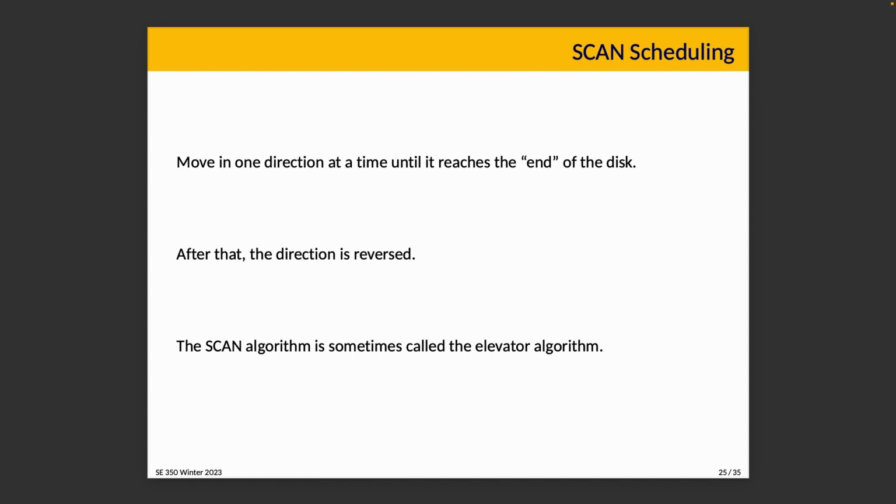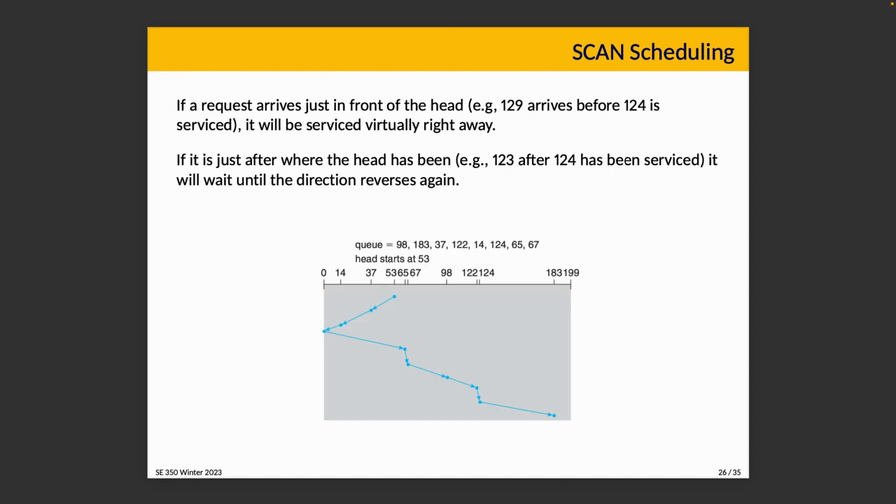The next thing that we're going to talk about is called the SCAN scheduling algorithm. And what we'll do is we'll move in one direction until we reach the end of the disk, and then we'll change direction to the other way, sweeping from one end of the disk to the other and then back in the opposite direction. And this is sometimes called the elevator algorithm.